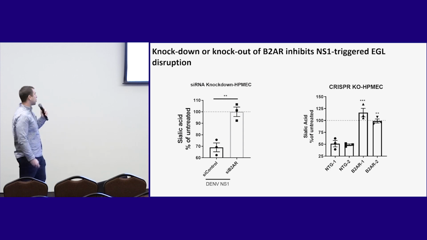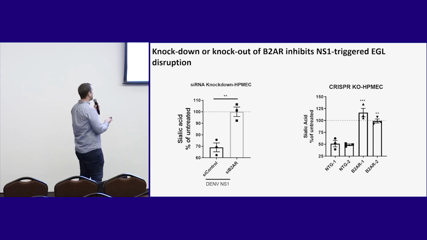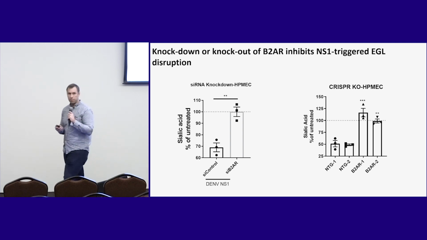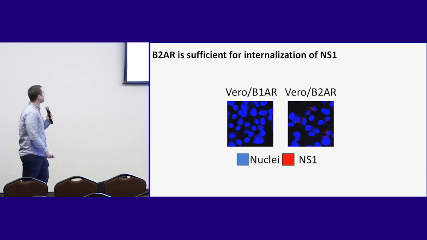Genetically, we can also show this by knocking down or knocking out B2AR. Here you can see the capacity of NS1 to degrade the EGL is abrogated when we knock it down or knock it out. So genetically, we can also show that B2AR is involved in pathogenesis and also internalization, in data that I'm not showing you.